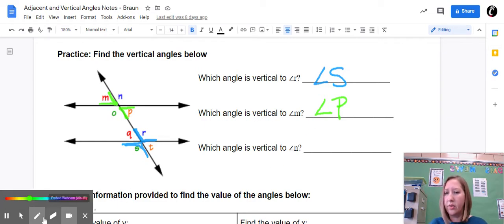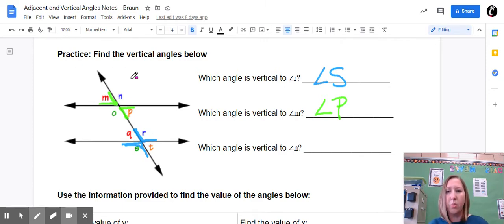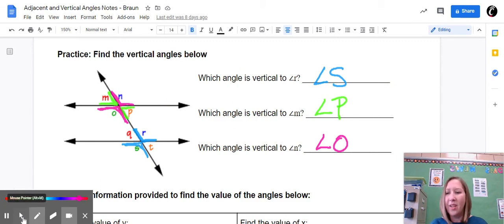And then our last one here is asking us which angle is vertical to angle N. So I'm going to look for angle N. That's right here. I'm just going to highlight that to show where it is. And again, it's pointing across to angle O. So angle O is vertical to angle N. Okay, see, I told you these are a little bit easier to work with.